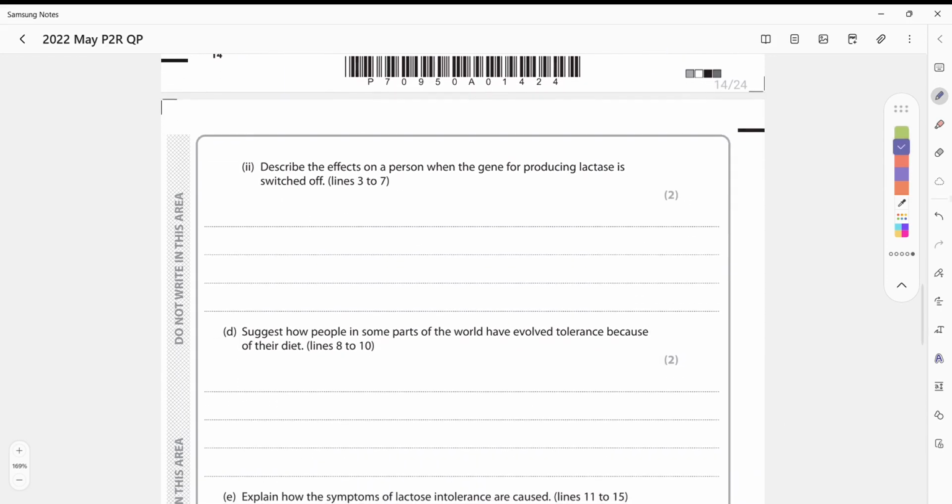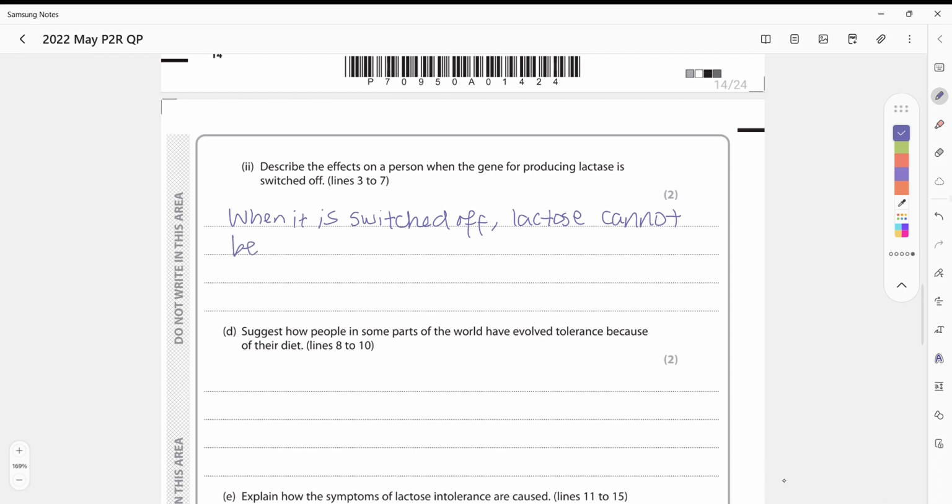So we can write: the gene is switched off. Lactose cannot be digested. And therefore cannot be absorbed.